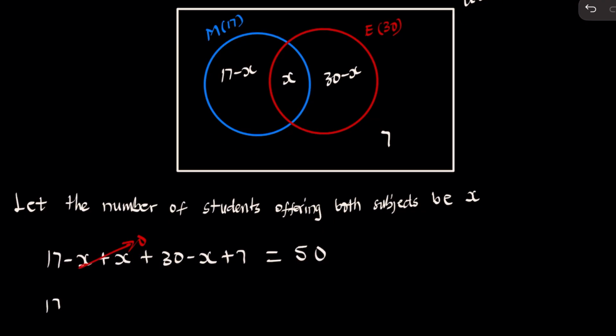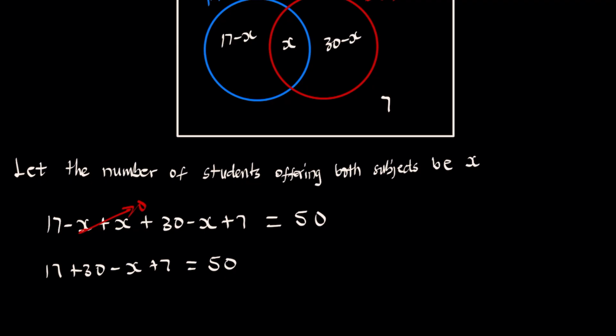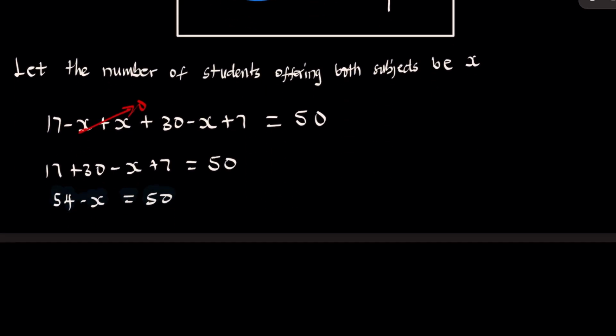Thus, we are going to have 17 plus 30 minus X plus 7 is equal to 50. Now, let's simplify this guy. Simplifying this, we are going to have 17 plus 30 plus 7 is going to give us 54. Then minus X is equal to 50. Now let's solve this algebraic equation.